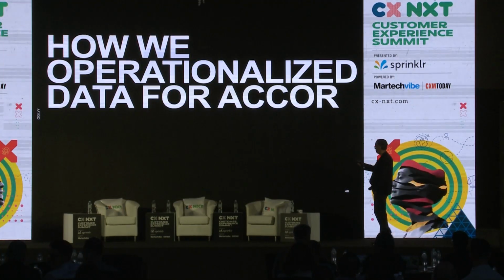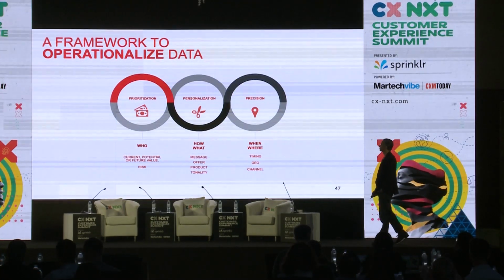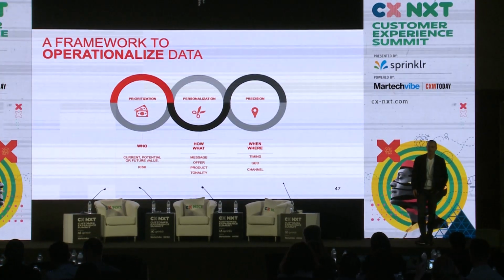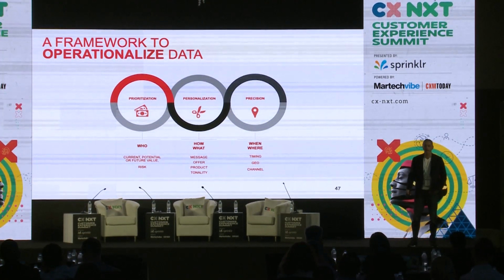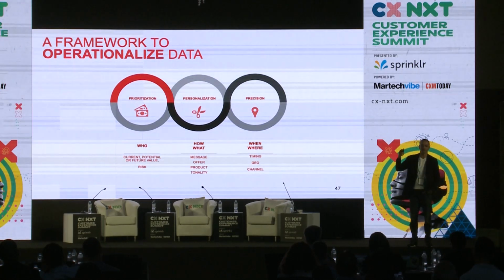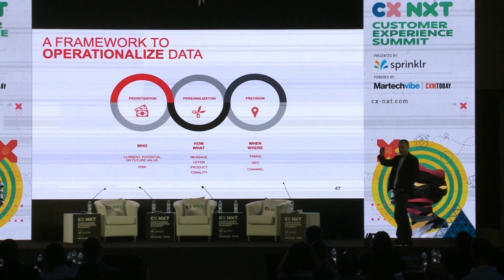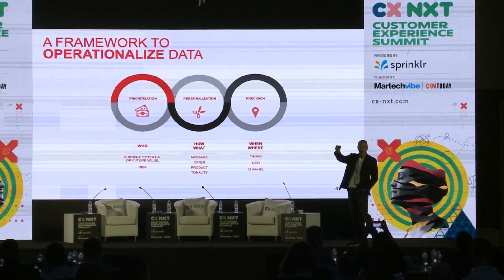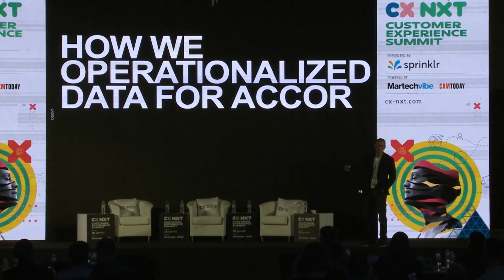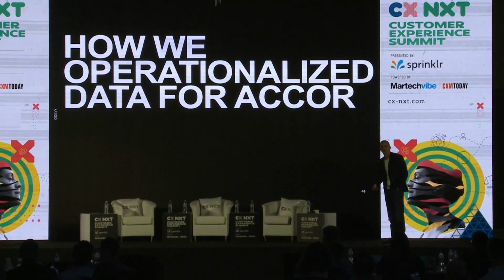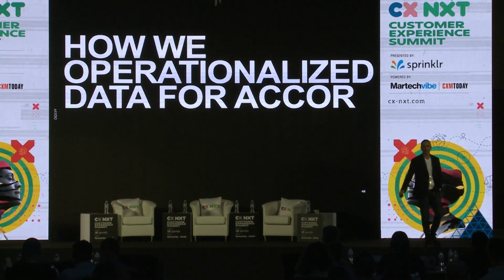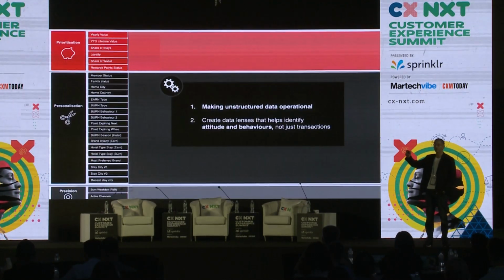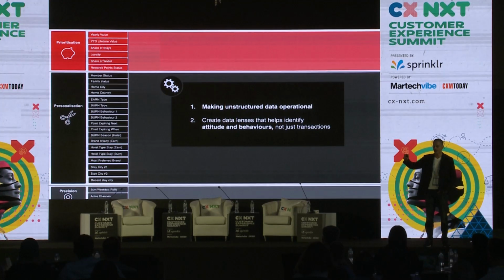So how do we do that? We operationalize data through three layers, what we call prioritization, personalization, and precision: the who, the how, and the what, and the when and the where, basically. So again, just scrolling through very quickly because I'm very conscious of time. I apologize. So that is a framework to operationalize data. And let's look at some examples. This is what we've done for Accor. I wonder if there's anybody from the brand in the room, but obviously it can be applied to the hotel industry.